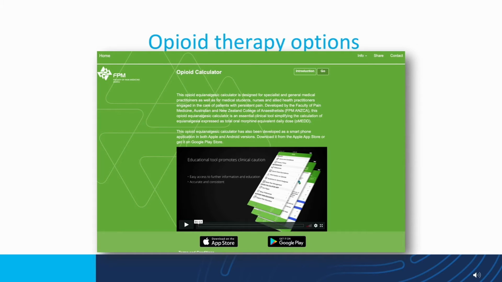There are many ways of calculating opioid dose equivalents. The Faculty of Pain Medicine has an opioid calculator. I think there's one at the GP college as well. So have one at hand. You can download this app. It takes you 5 minutes to install onto your smartphone, and you can use this safely during consultations, and even use it to show patients what their morphine equivalent is per day. And again, it's a nice way of developing a rapport with patients so they can start understanding what they're taking.